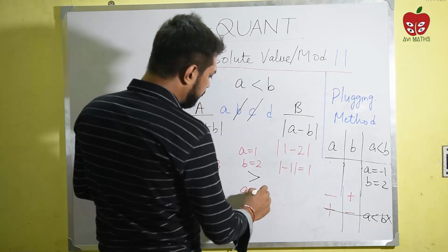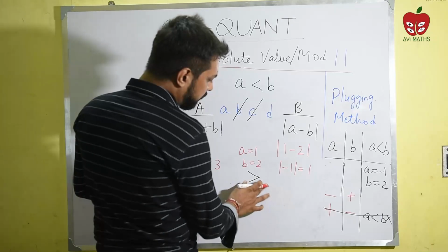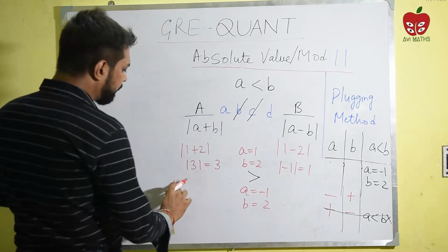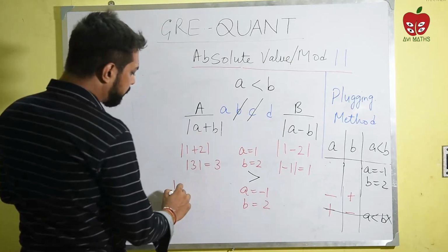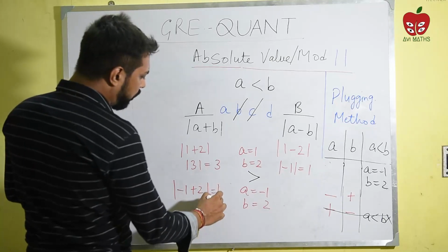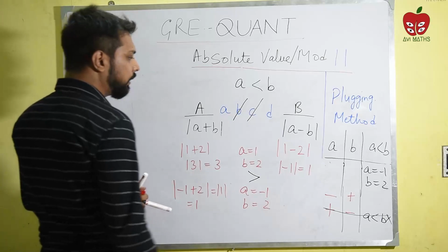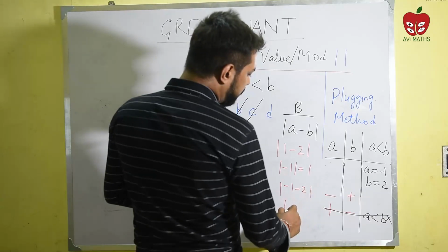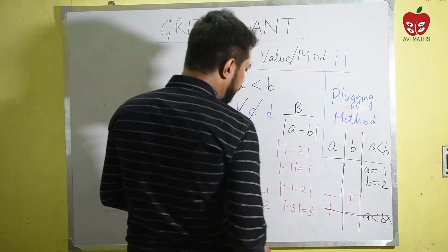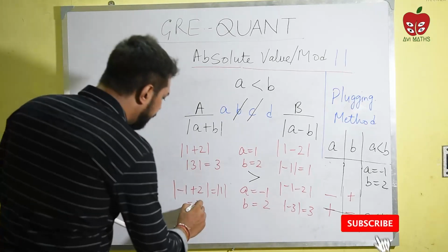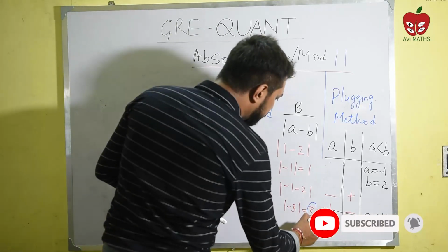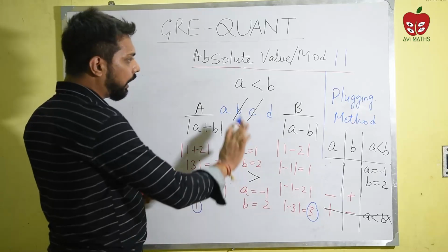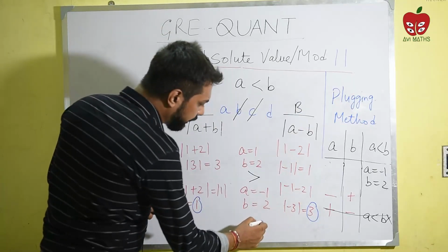Fine. Now check the values quickly. A is -1 and B is 2. So now check the left hand side. A is -1, B is 2. So -1 plus 2 is mod 1, and mod 1 is nothing but 1. Right hand side: A is -1 and B is 2, so it is mod -3, and mod -3 is 3. Now guys, you are getting the left hand side as 1 and the right hand side as 3. Here we are getting some difference. Which quantity is coming greater, guys? Quantity B is coming greater.